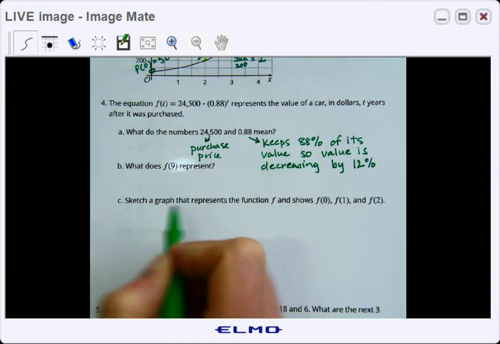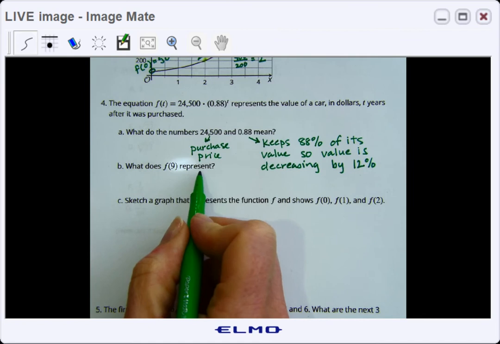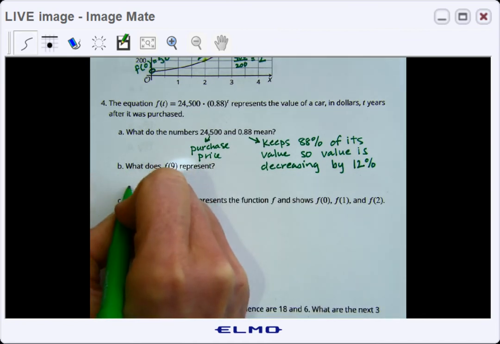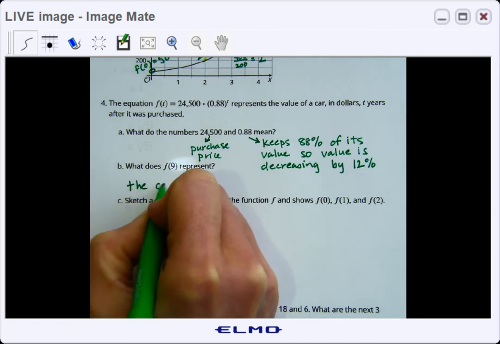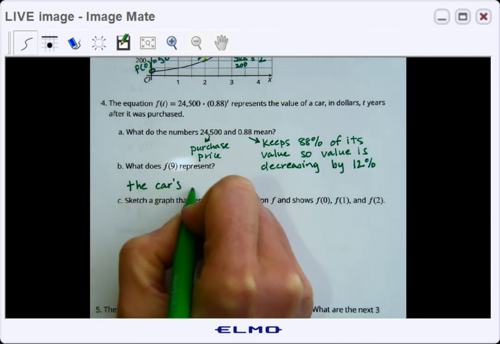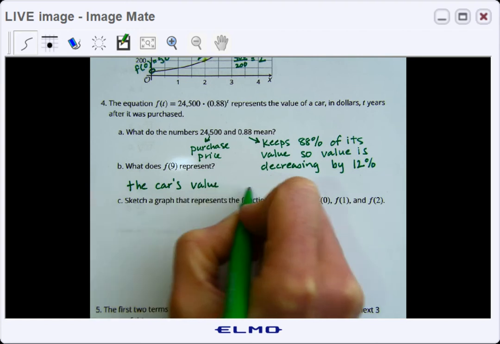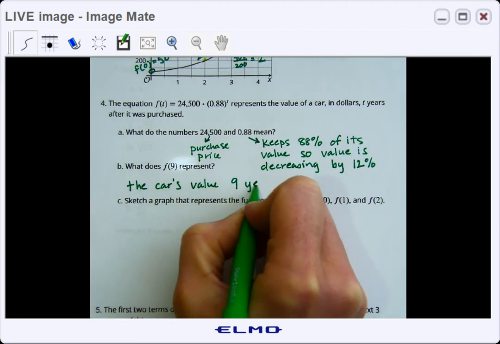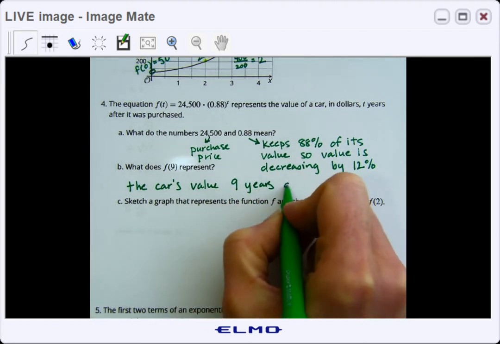Okay, what does f of 9 represent? It represents the car's value 9 years after it was purchased.